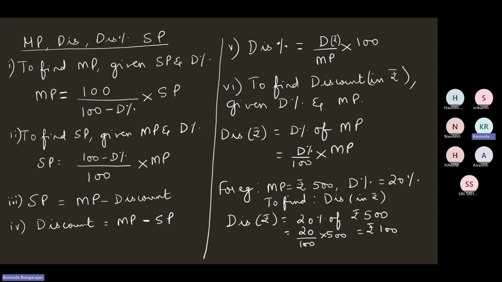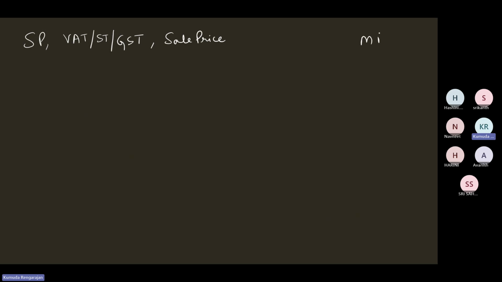Tax is calculated on the selling price, not the mark price. Discount is applied on the mark price, but any tax is applied on the selling price. That is, after the discount, you get a price, the selling price. Tax is applied only on that. MP, apply discount and find SP. Tax is applied on the selling price to arrive at the sale price. Don't apply tax on the mark price. Mark price and selling price are the same when there is no discount.